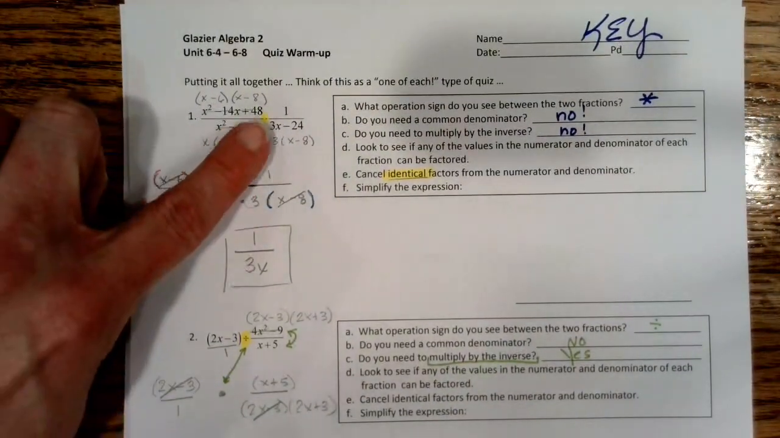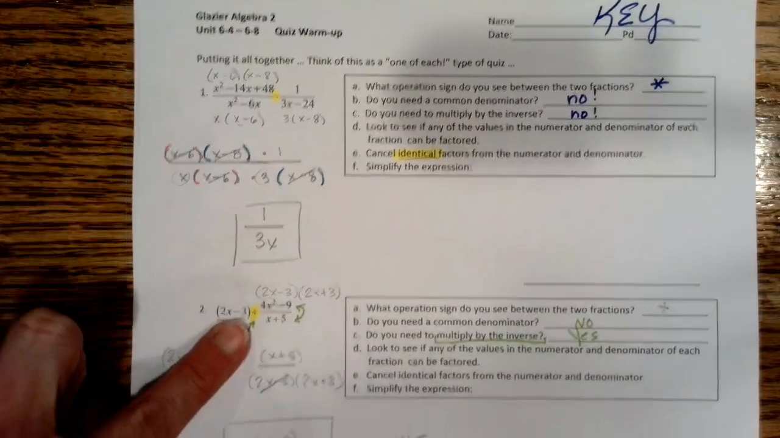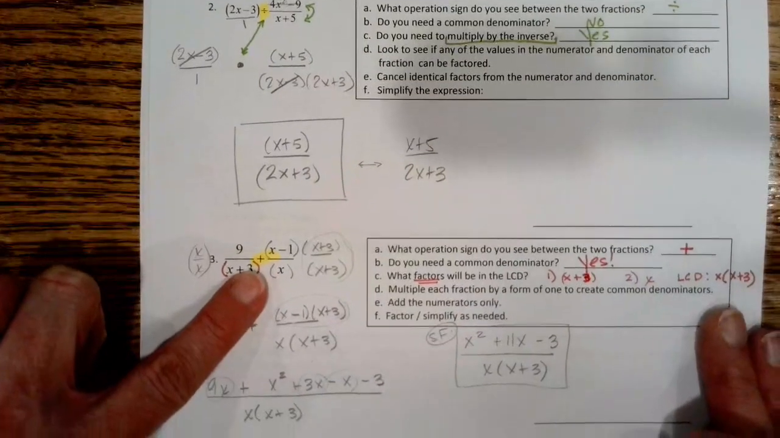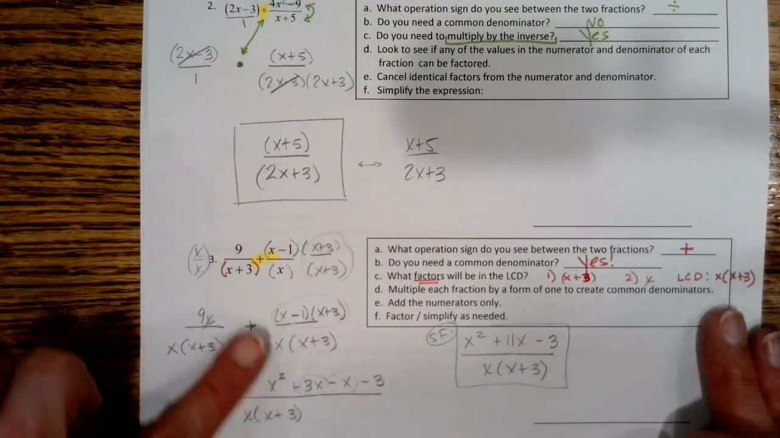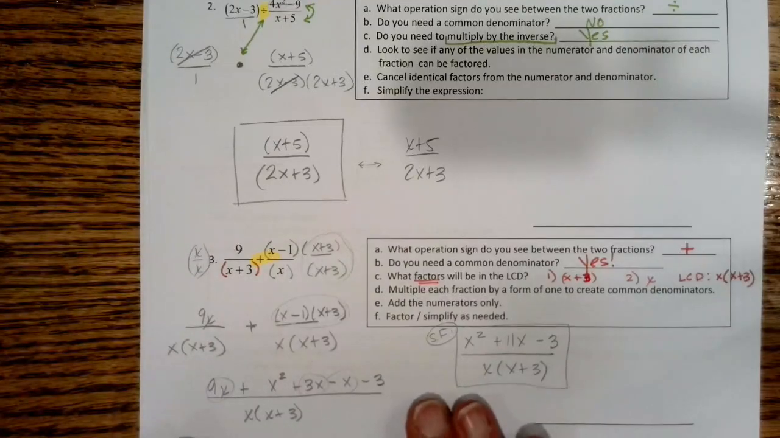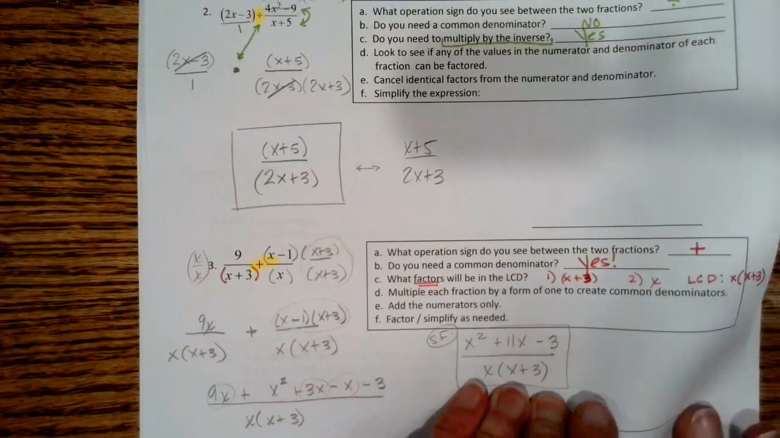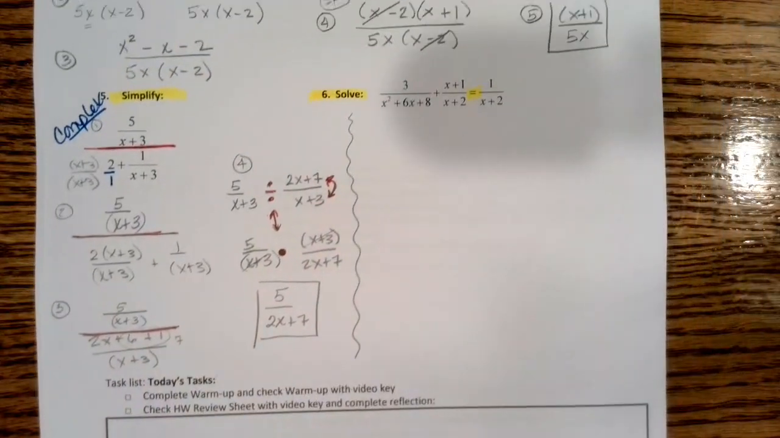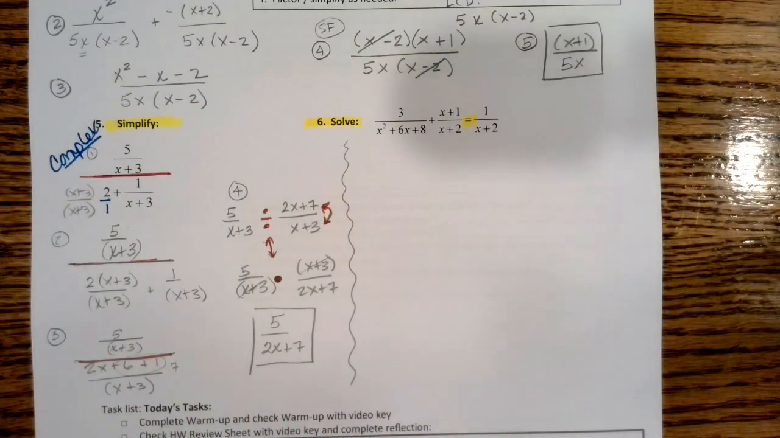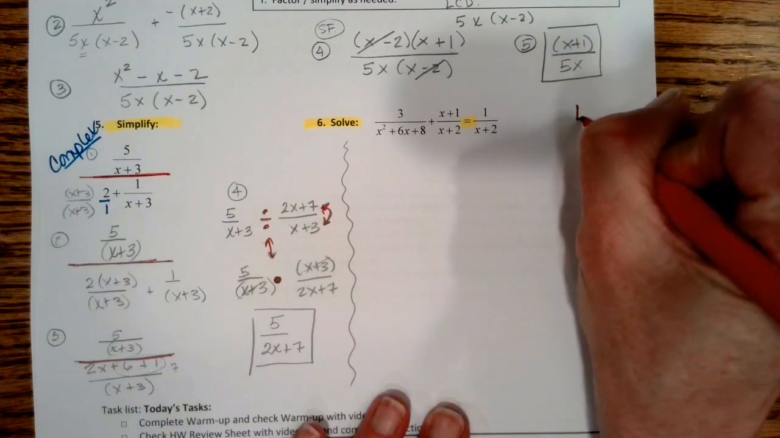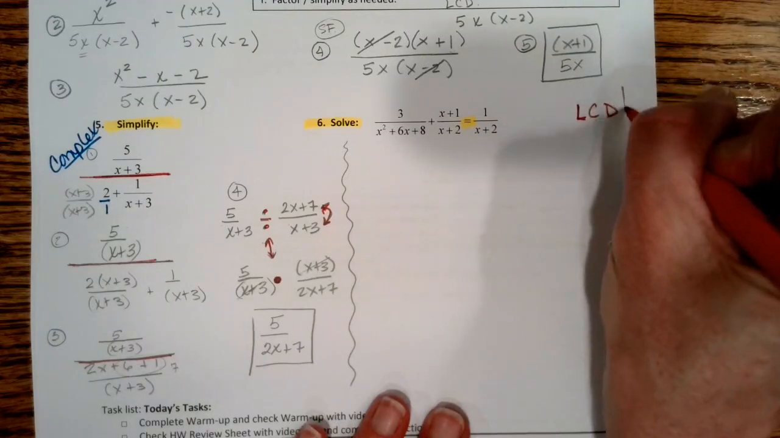All I was doing was evaluating, simplifying, combining like terms. Notice there was no denominator crossing off because I didn't have it equal to anything. This last section of this unit has us solving. And when we are solving, the primary thing that we need to do is find the least common denominator.